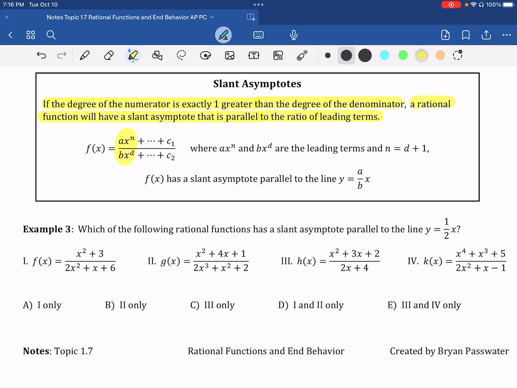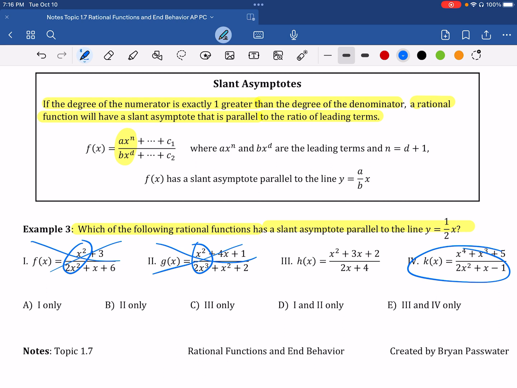So let's look through all of these. First of all, it says which is going to have a slant asymptote. Well, 1 won't, because when you compare those degrees, it's not 1 greater. 2 won't, because the numerator does not have a degree 1 greater. And 3 won't, because when you compare those degrees, they're 2 greater. So only 3 has a slant asymptote.